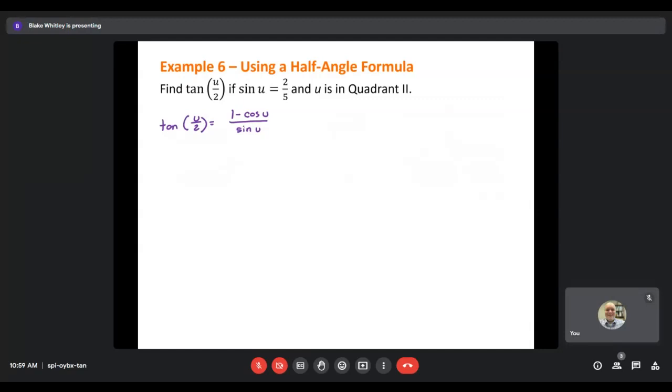Now, we're given sine of u, so we have that information, but we don't know cosine. So we're going to have to somehow find it. Now, it's up to you. We can draw a triangle to find cosine. We can use identities to find cosine. I'm going to go with identities here, because we know that sine squared plus cosine squared is going to be equal to 1. And so if I plug in my sine, we're going to get 2/5 squared plus cosine squared equals 1. Squaring 2/5, we get 4 over 25.